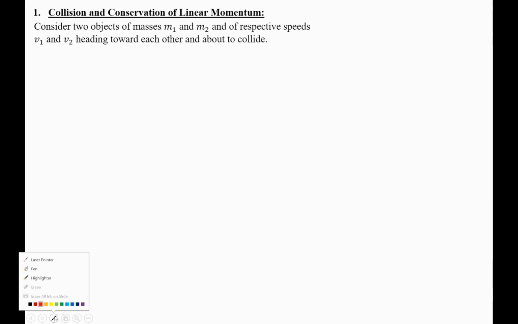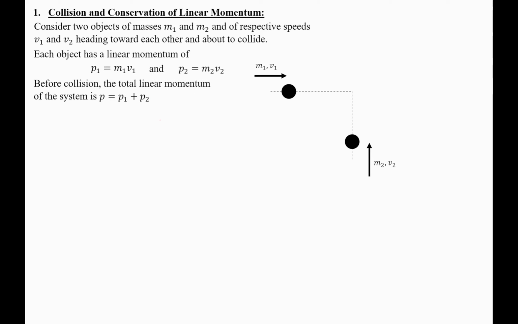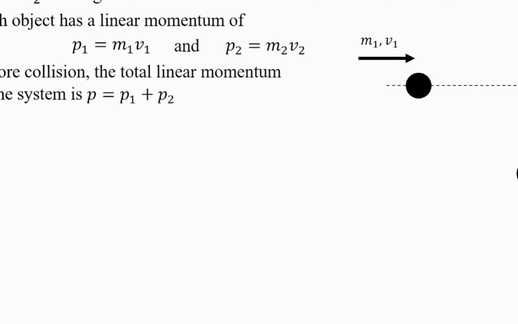Consider two objects of masses m1 and m2 and of respective speeds v1 and v2 heading toward each other and about to collide. The first object is traveling toward the right with the speed v1 and the second object is traveling up with the speed v2. Each object has a linear momentum of p1 equals m1 v1 and p2 equals m2 v2. Before collision, the total linear momentum of the system is the sum of p1 and p2.